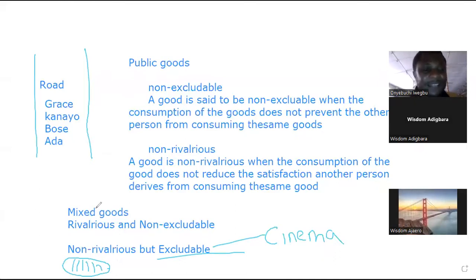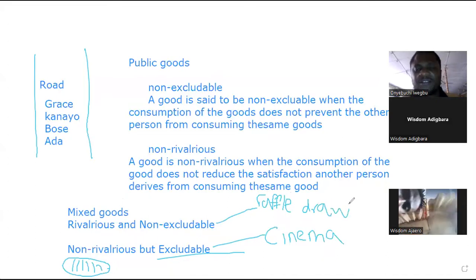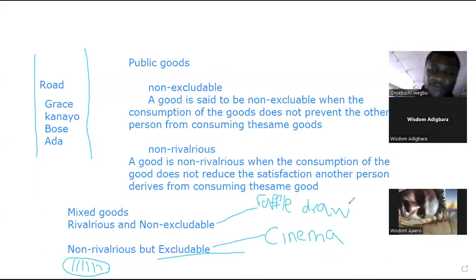Another typical example of the first category, which is rivalrous and non-excludable, is a raffle draw. In a raffle draw, everybody is allowed to place your bet. But anybody that wins, we prevent the other person from winning.